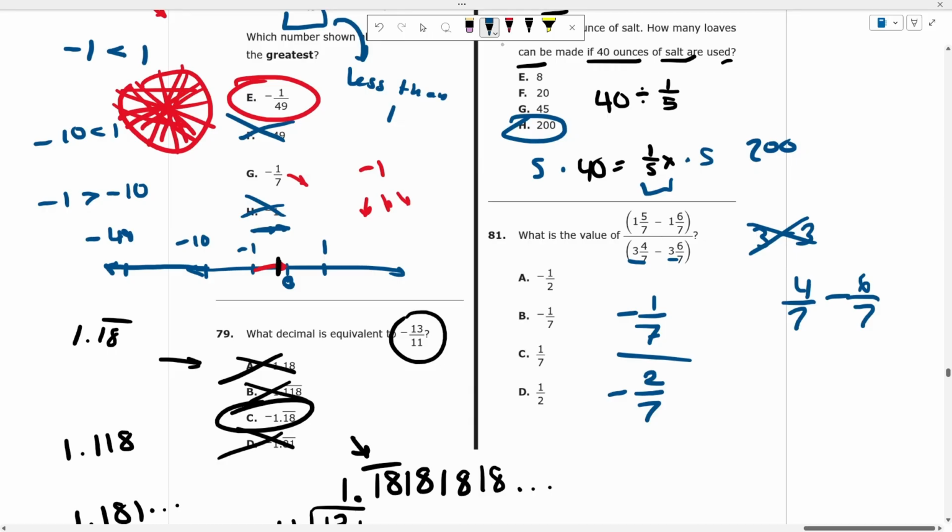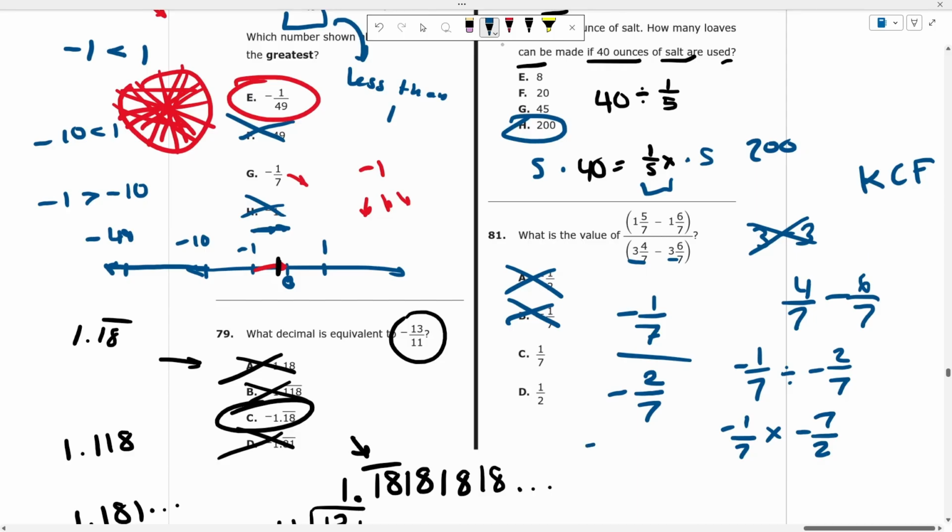Because I have a negative on top and a negative on bottom, when you divide a negative number by another negative number, your answer is always going to be positive. So choices A and B are automatically eliminated because they're not positive. Now, negative 1/7 over negative 2/7 is the same thing as saying 1/7 divided by 2/7. So follow the keep, change, flip rule. Keep the 1/7, change the division sign into a multiplication sign, and flip the 2/7 to 7/2. Here you're left with 7/14, which is 1/2, or choice D.